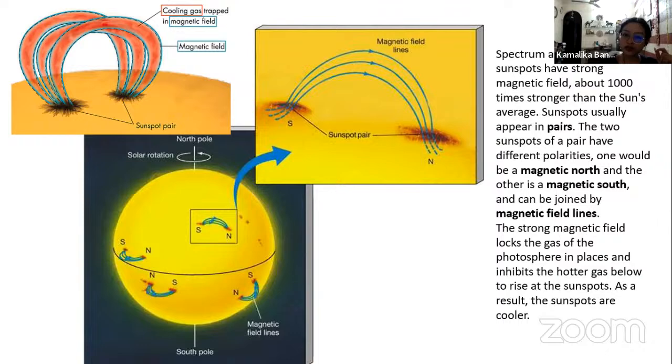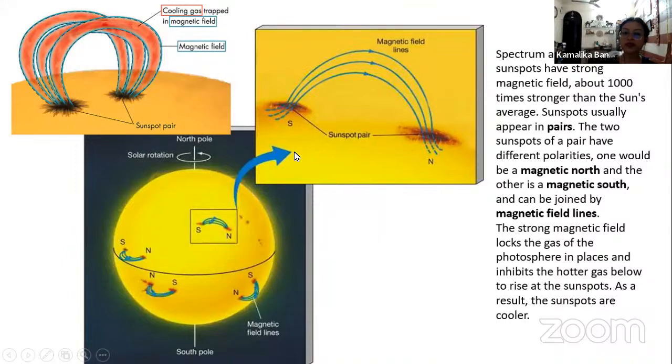Because of that, these very specific localized magnetic fields are generated, which have their own poles of magnetic north and magnetic south. So there are several magnetic north and south poles generated within the sun's structure because of differential rotation, and they will always occur in pairs.